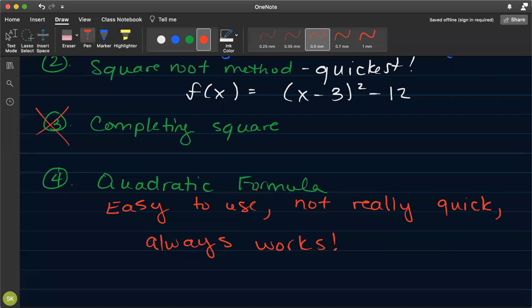So it depends on the problem. You have to look at what you have, and ask yourself, can I factor it easily? Or can I just set it equal to 0 and take a square root? If I can't do that, maybe I should use the quadratic formula.